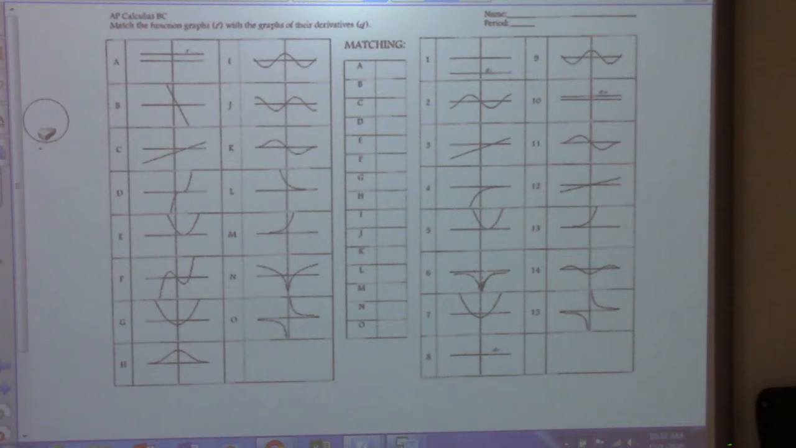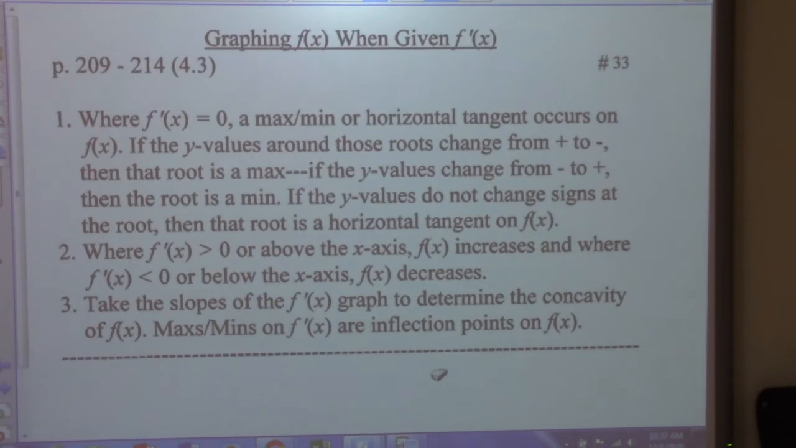Now we get into the next note card. Note card 33, graphing f when given f prime of x. And all these steps, 1, 2, and 3, they are just verbal reenactments of what we've been working with in the number line system all along for the last several weeks now.